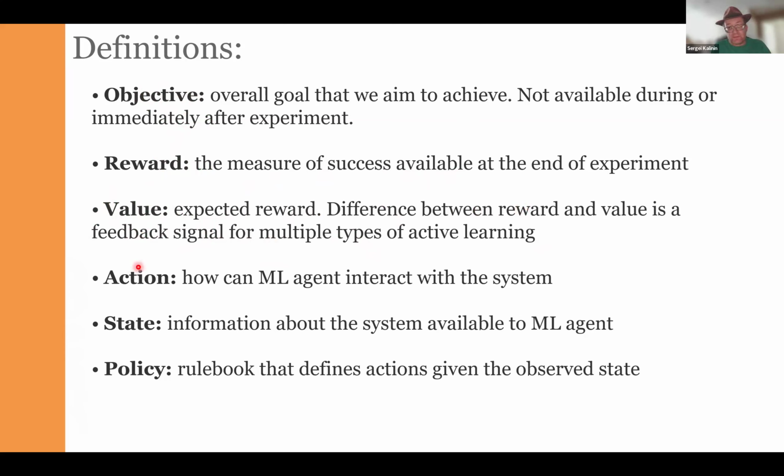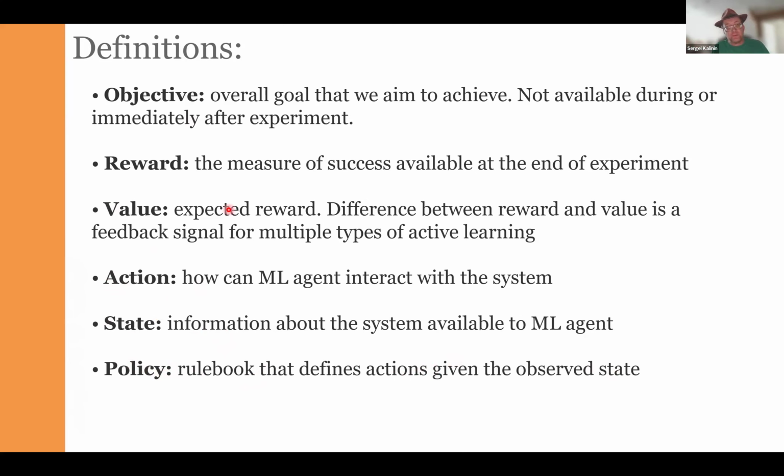And then, of course, as I mentioned, there is no computation without representation. So we need to define what it is that we can do. This is called action. Practically, for automated tools, this is the code that can be executed on the instrument. It can be something else. It can be operations you can do in the lab. And state is basically what the machine learning agent knows about the system. Policy is a rule book that defines actions given the state.